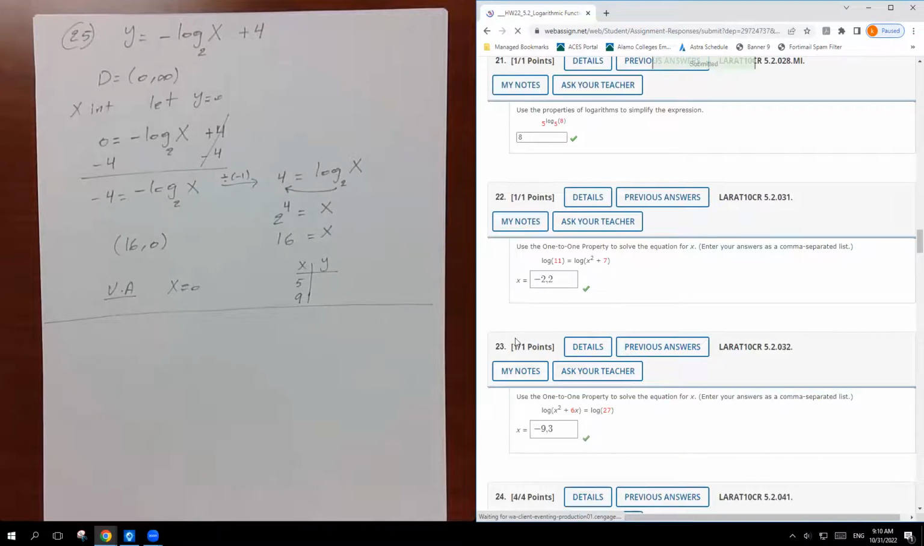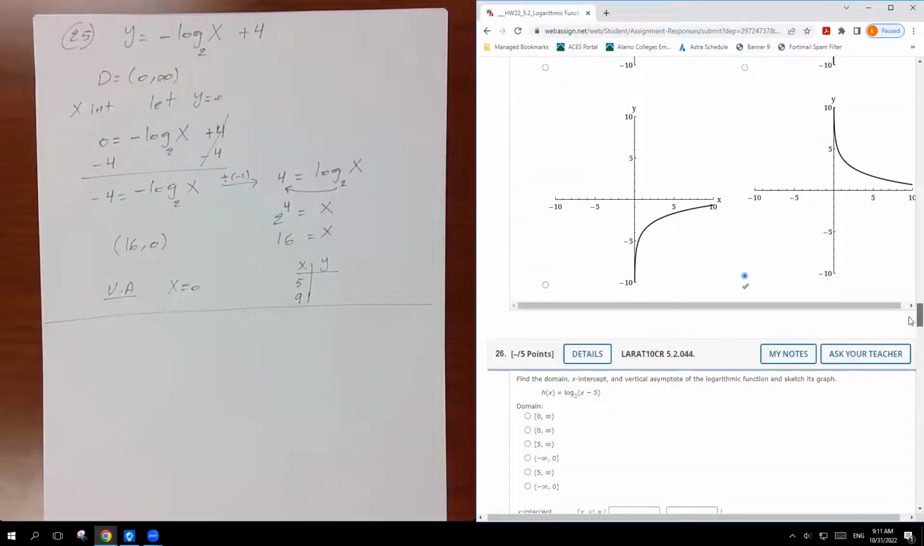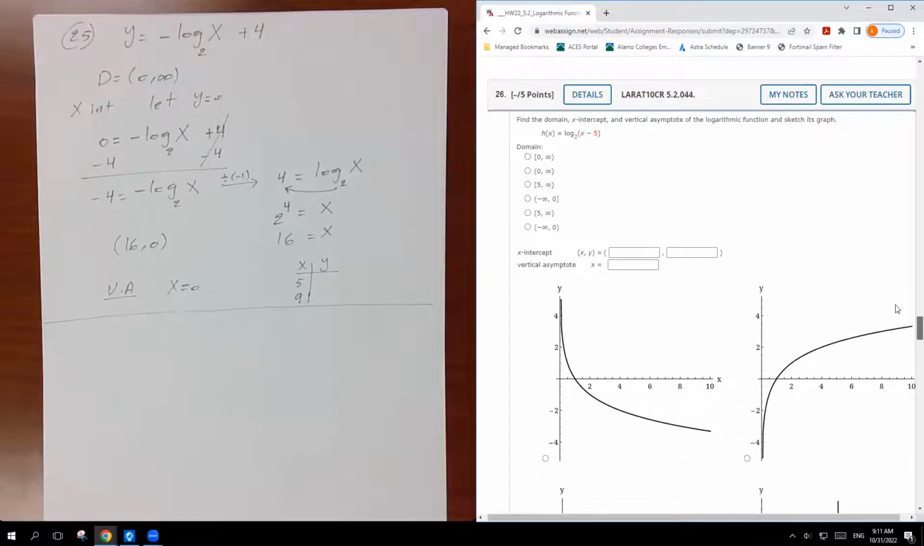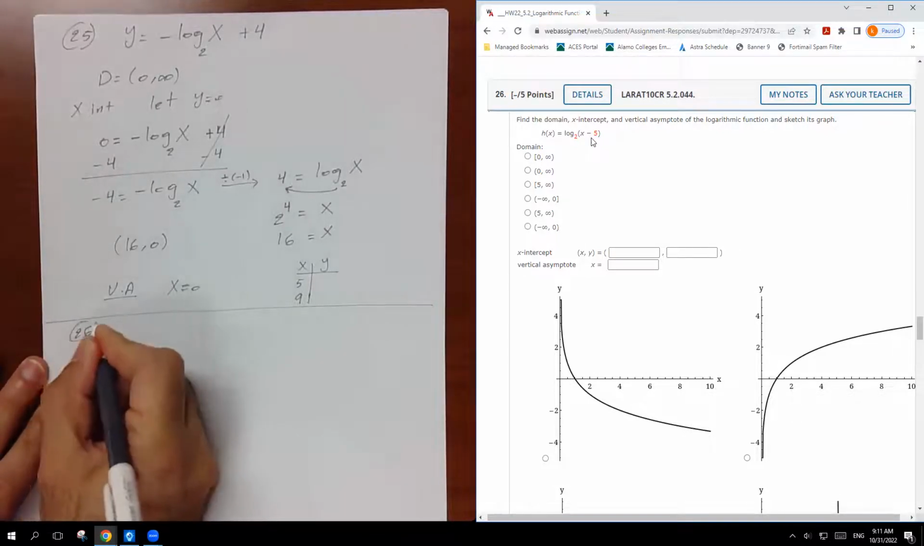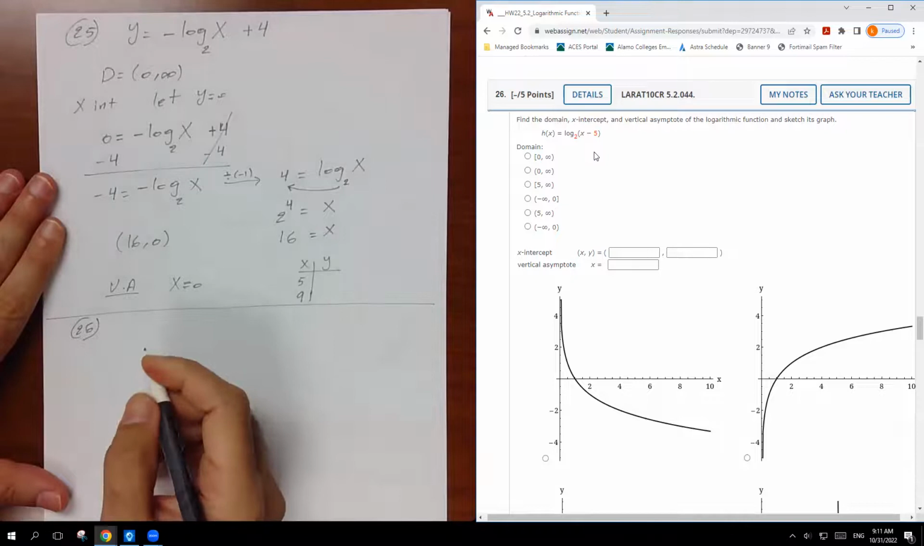Example 26, we're going to do exactly the same thing. So let's solve this one. Find the domain, the x-intercept, and the vertical asymptote. They give you the options for the domain, but let's check how we're going to find it. For the domain, I'm going to plug in a value of x here. If you plug in 0, it's going to be a negative number. The log of a negative number is going to be undefined. So in example 26, I can't plug in 0. Let's do exactly the same thing to find the domain.